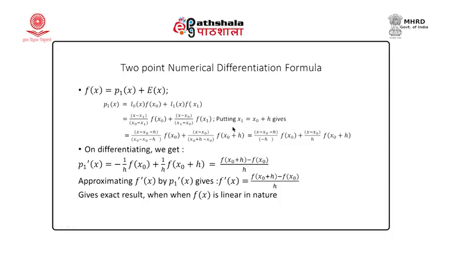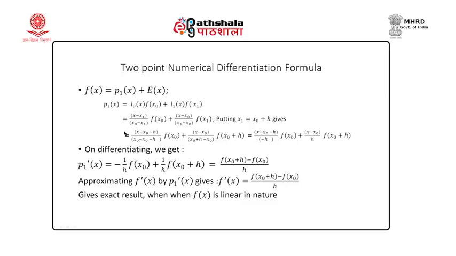This gets simplified: the numerator as it is, first term x minus x0 minus h, and the denominator x0 minus x0 minus h becomes minus h, into f(x0), plus the numerator x minus x0 as it is, in the denominator x0 and x0 cancel, I get h, into f(x0 plus h). So, this is our p1(x), the interpolating polynomial of degree 1.